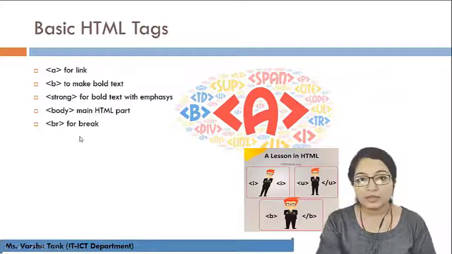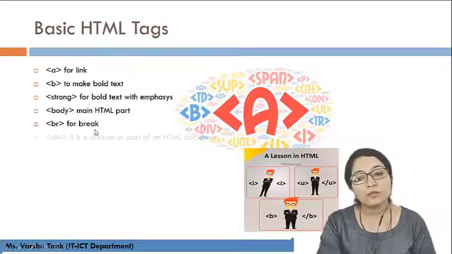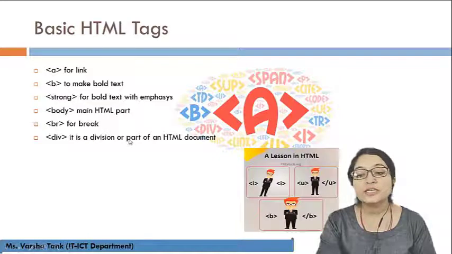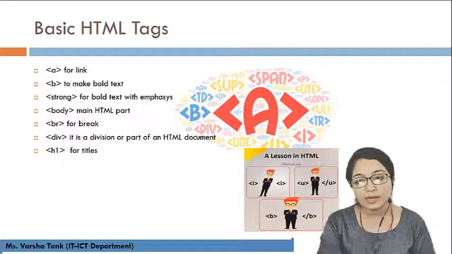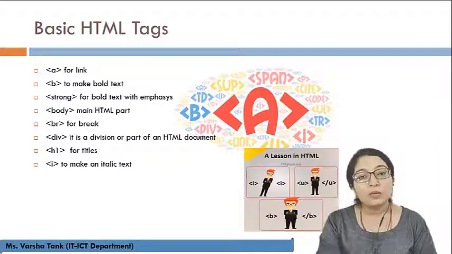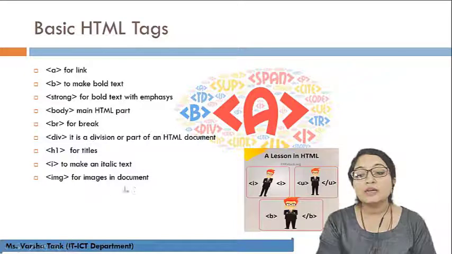BR for the break. Suppose you want to start a new line, then you can use BR for the break. Div, division, it is a division of a part of an HTML document. H1 for titles. From H1 to H6 you can use for titles. H1 is the boldest one. I, you can use to make the text italic. IMG for images, an image in the document.